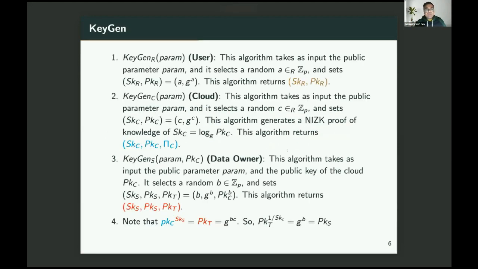Now, when it comes to the key generation, the main thing that we did, unlike the previous schemes, is that we identified these three players in the game. One is user, one is cloud, and one is the data owner. Cloud means the server. And for the user, that is the third party who are going to search, we generated a pair of keys, secret key and the public key, which is coming in the color brown, SKR and PKR.